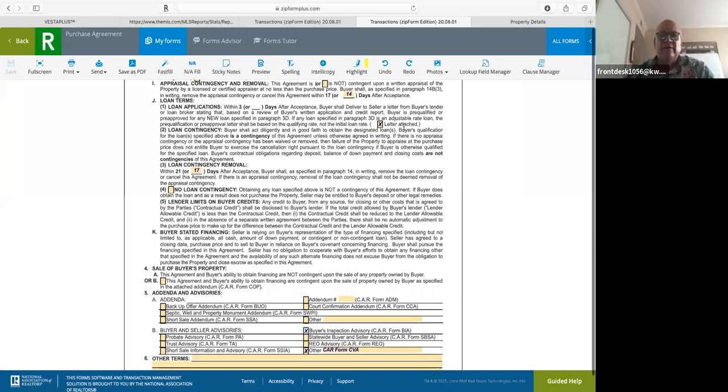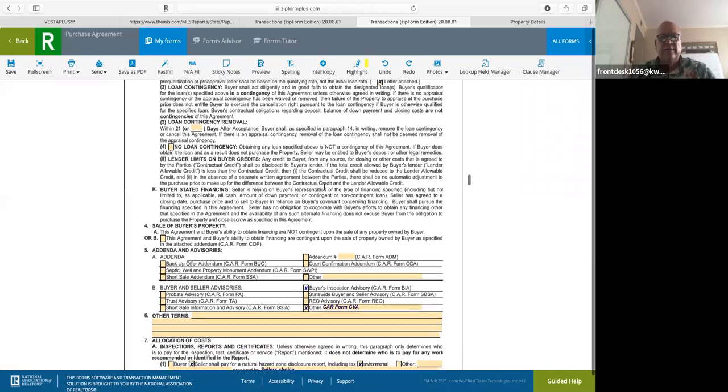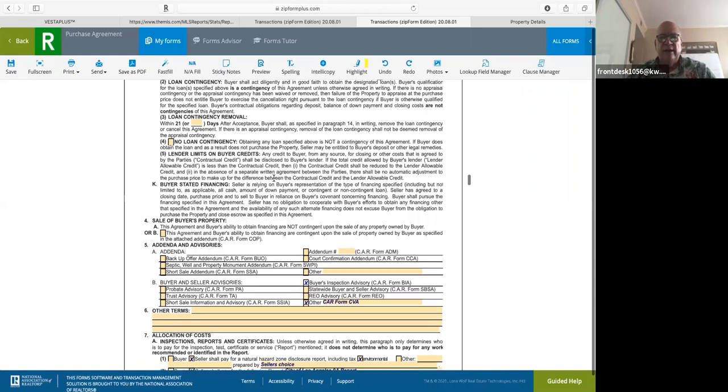So the next is loan application. So the normal contract defaults to 3 days. I'm going to give a pre-approval. So then I'm going to check the box letter attached because we've already have a pre-approval and they've already applied. Then the loan contingency removal, it defaults to 21 days. And in today's market right now, I'm going to leave that at 21 days. That way I don't have to go back and ask for an extension.